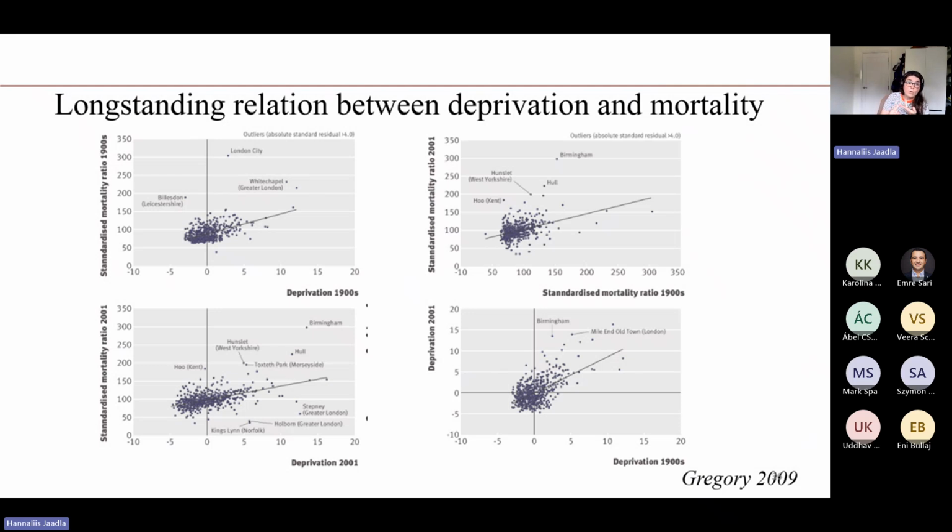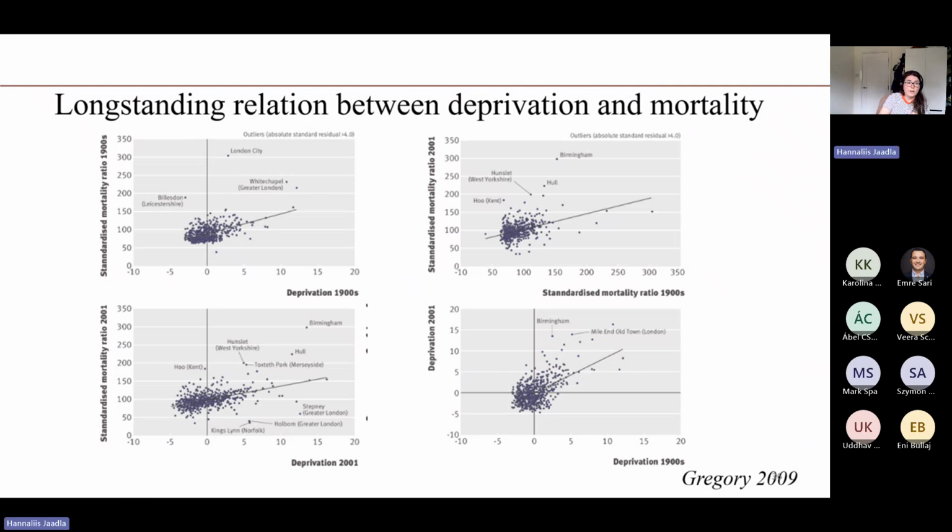His deprivation index is a Carstairs index that uses 4 census variables. So it has overcrowding, low social class, male unemployment, and households with cars. This is what's used in this deprivation index for the 2000s. And in 1900, of course, he doesn't have information about households with cars, but he tries to use as similar measures of deprivation to calculate the index from the census.